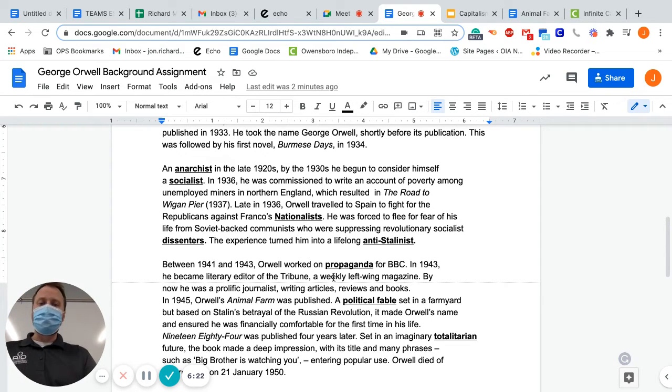An anarchist, which you'll need to look up that word, in the late 1920s. By the 1930s, he began to consider himself a socialist. In 1936, he was commissioned to write an account of poverty among unemployed miners in northern England, which resulted in The Road to Wigan Pier, 1937.